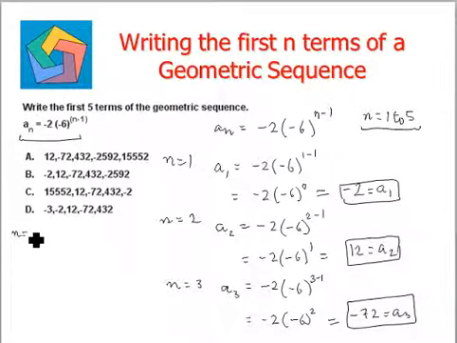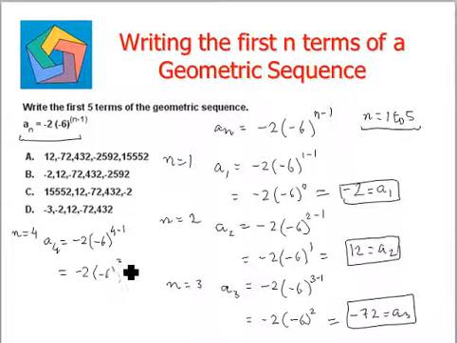So let's find a4. We plug n equals 4. Therefore a4 equals negative 2 times negative 6 to the power of 4 minus 1, because n equals 4. So from here we get negative 2 times negative 6 to the power of 3. When we solve this, we get the value of a positive 432.